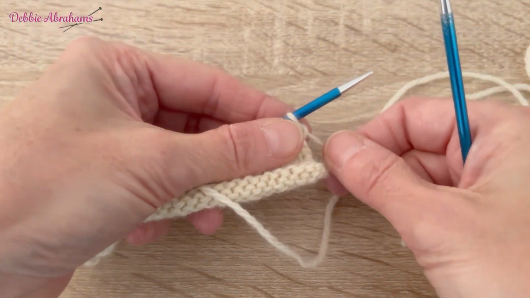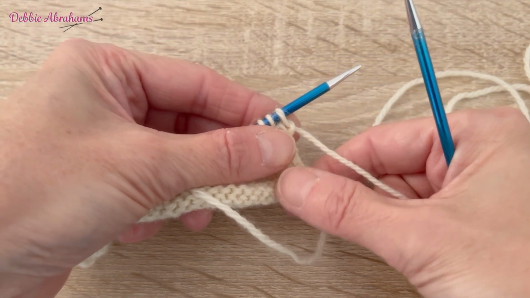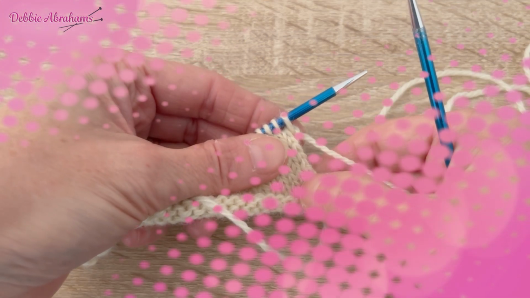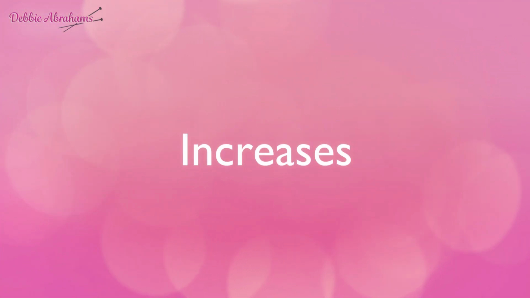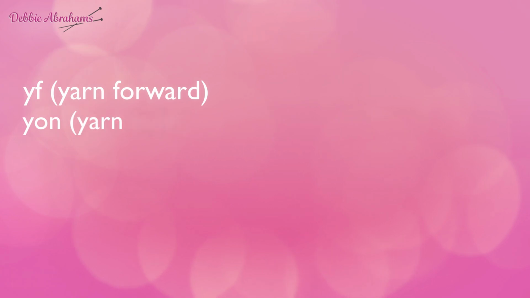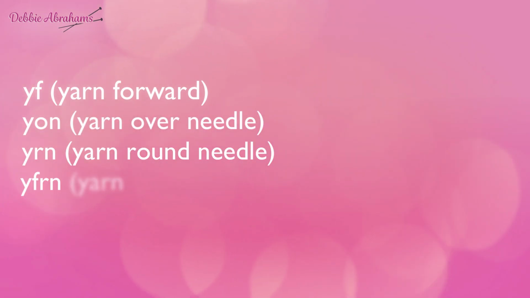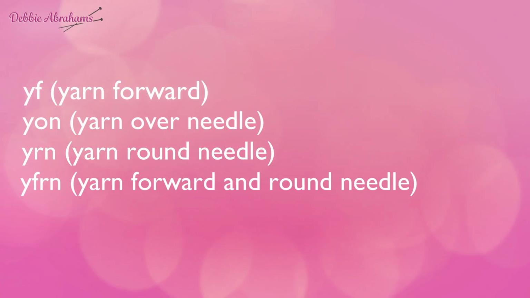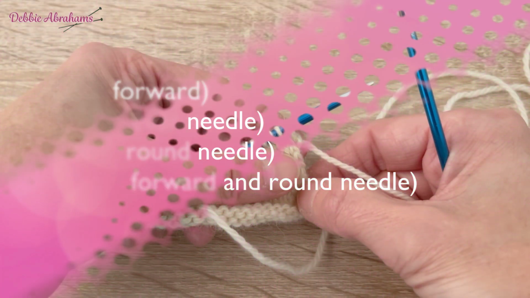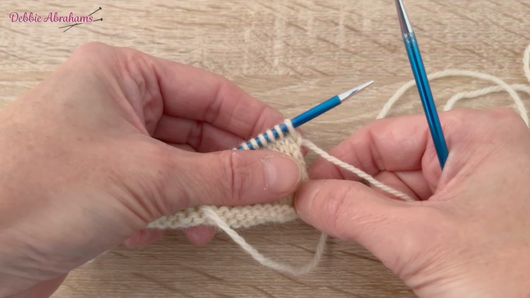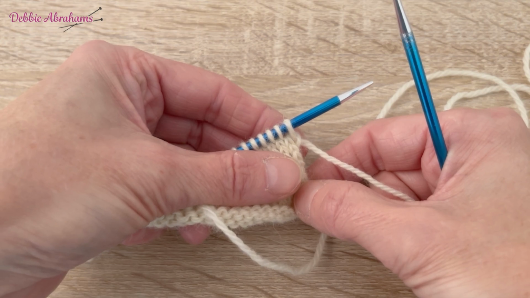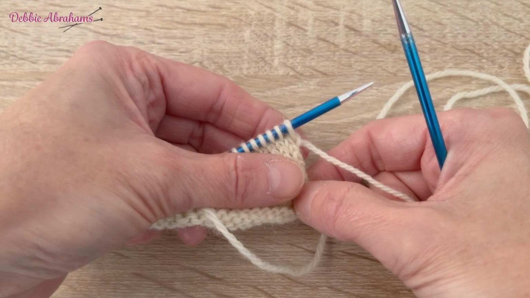Let's look first of all at the different increases. There are 4 main increases used in lace patterns. They are yarn forward, yarn over needle, yarn round needle, and yarn forward and round needle. All of these increases are exactly the same as YO, yarn over.